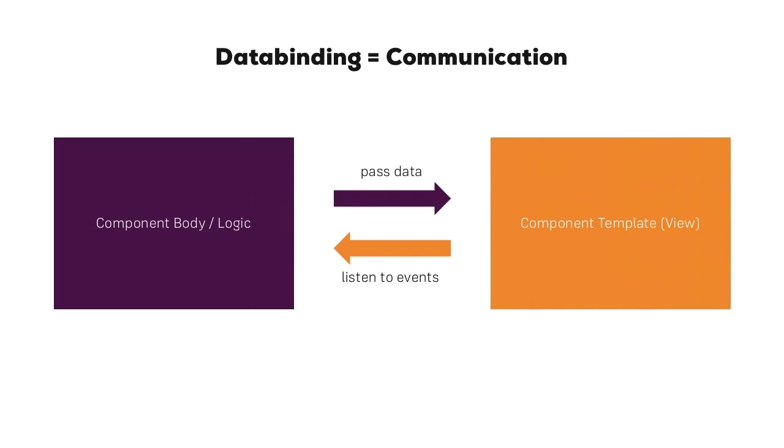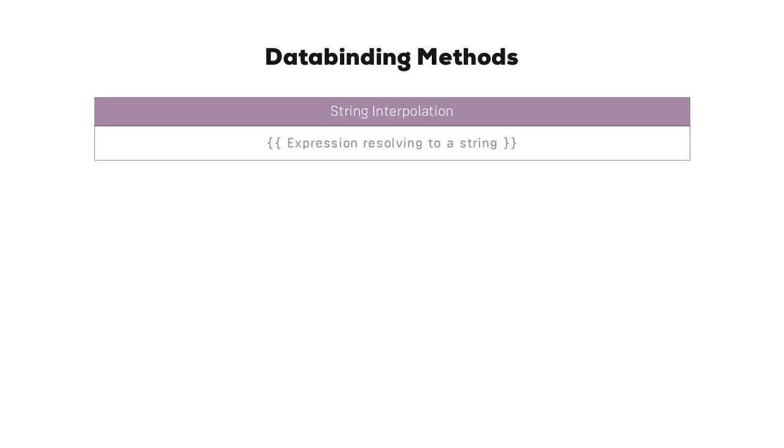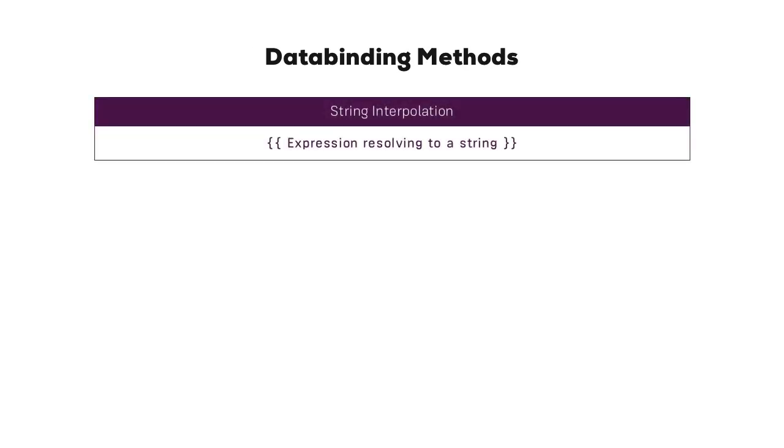And our component body passes data to this template, and there are different ways to do this. You will learn all of them, of course, and listens to events. As I said, you will learn all of them. So which data binding methods do we know or do we have? We got string interpolation, which has the following syntax, double curly braces, and then an expression which resolves to a string.